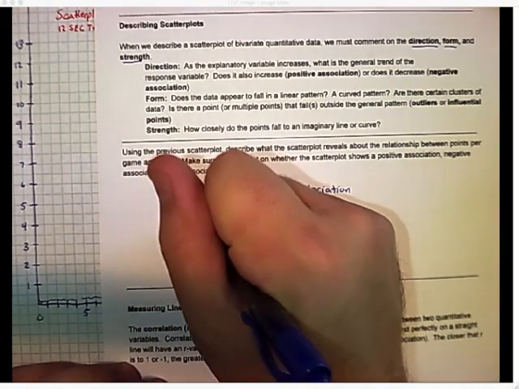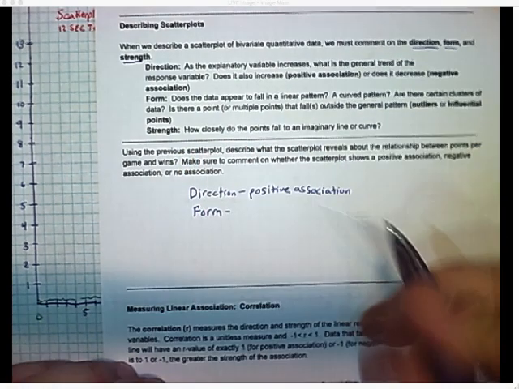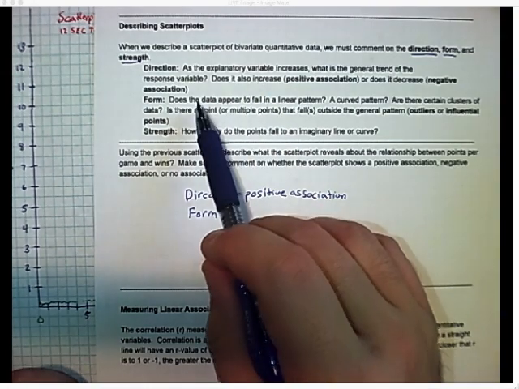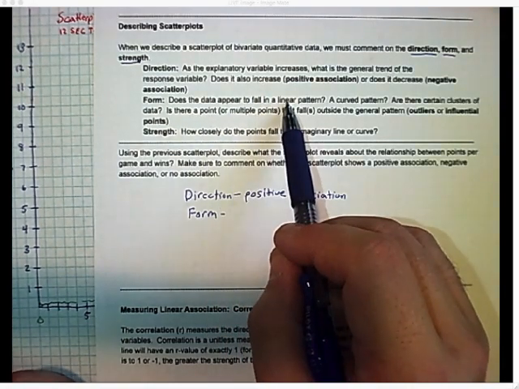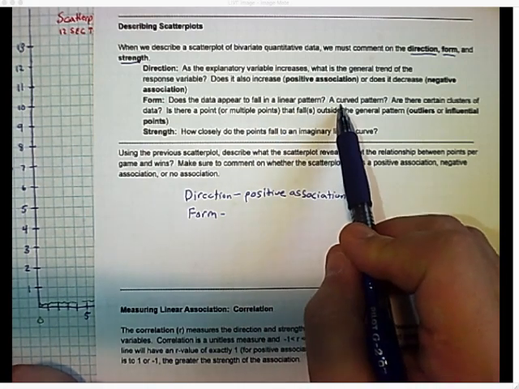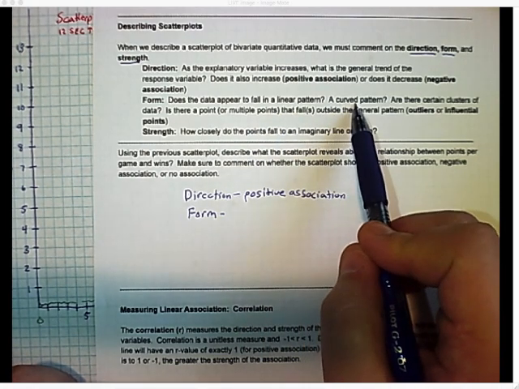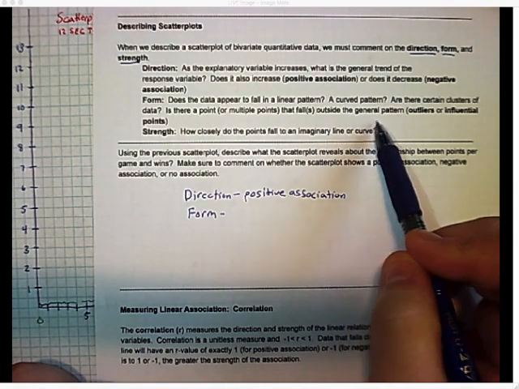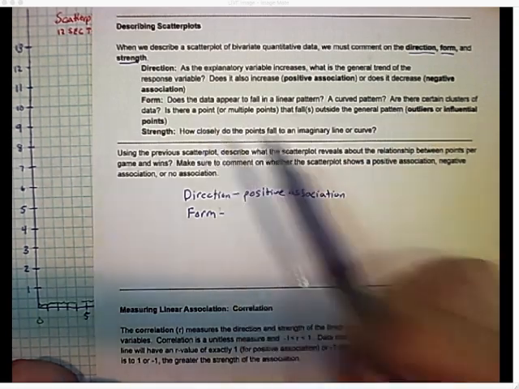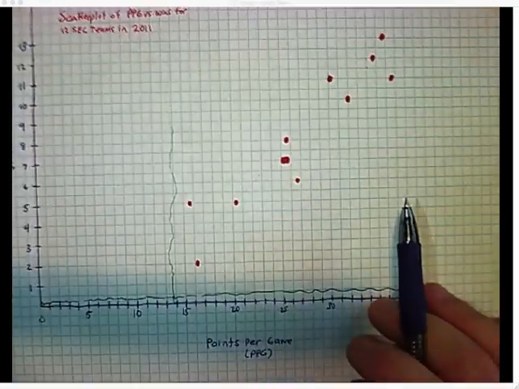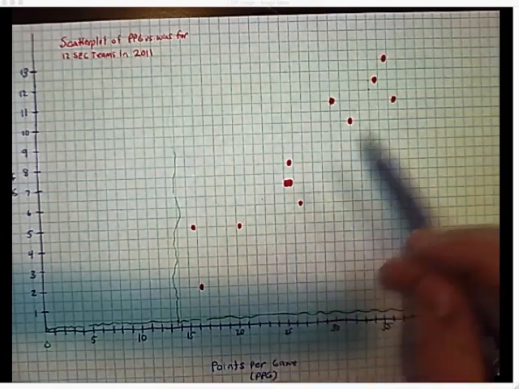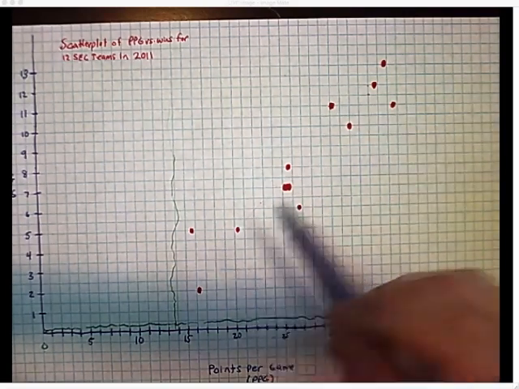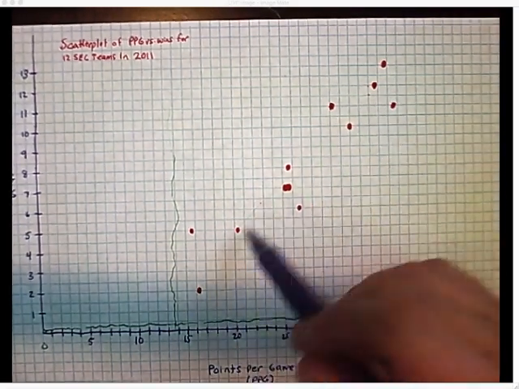Then we have to comment on the form. So we basically can do this two ways. Does the data appear to fall in a linear or a line pattern or some sort of nonlinear pattern like a curve? Are there certain clusters of data? Is there a point or multiple points that fall outside the general pattern, which can be called outliers or influential points? So looking at the data here, these points don't fall in a perfect line, but they do fall somewhat close to a linear pattern.